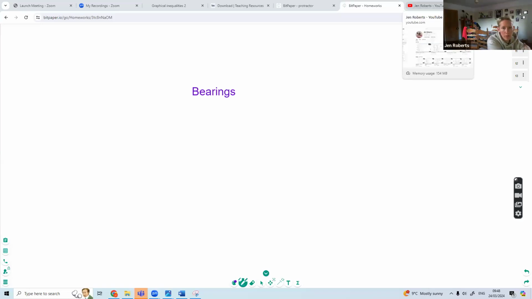In this recording, we're going to be looking at the topic of bearings. So, what is a bearing? Bearings are used to indicate direction as well as the angle of a particular landmark. Bearings are used in real life, looking at the position of an aeroplane, or you could use it for ships in the ocean.